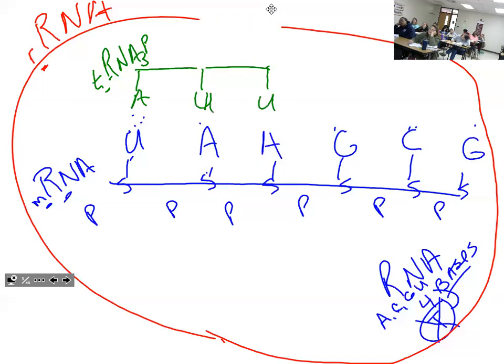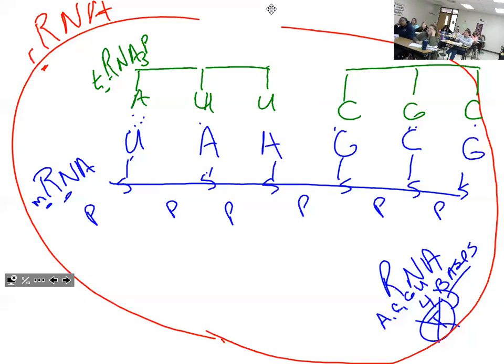Why couldn't a little transfer that looks like a CCG come up there? Why couldn't a CCG have come up here? What did you say? Because of the law of complementary base pairing, this is the only sequence of 3 that could come there. Is that what you're saying? And which one would come right here? What is the only one that could come right here? That's the only little transfer RNA that would be able to come there because of the what? The law of complementary base pairing.